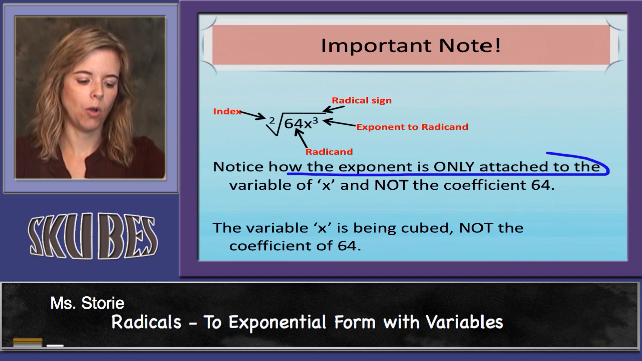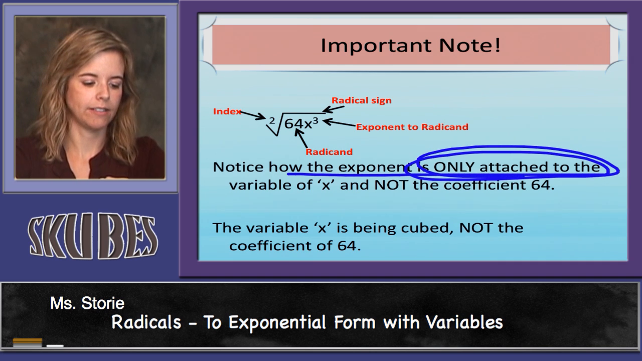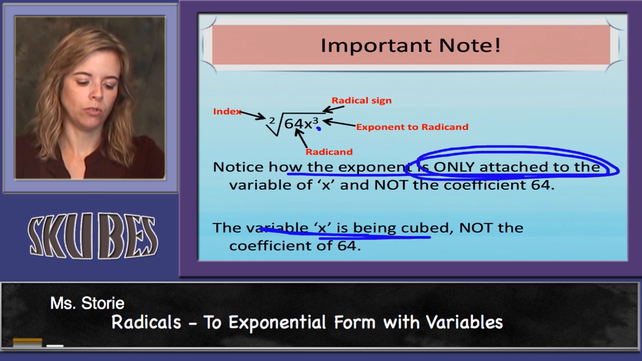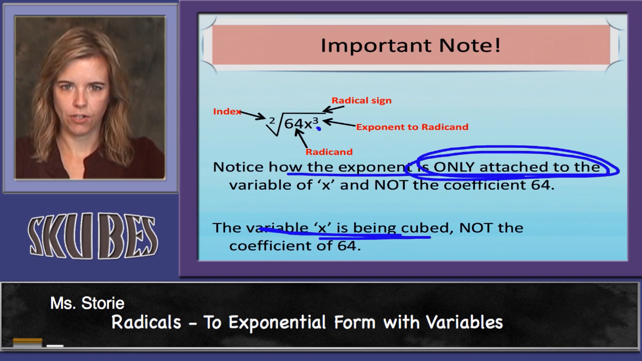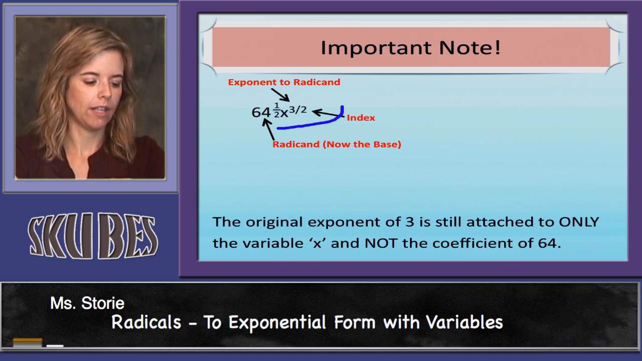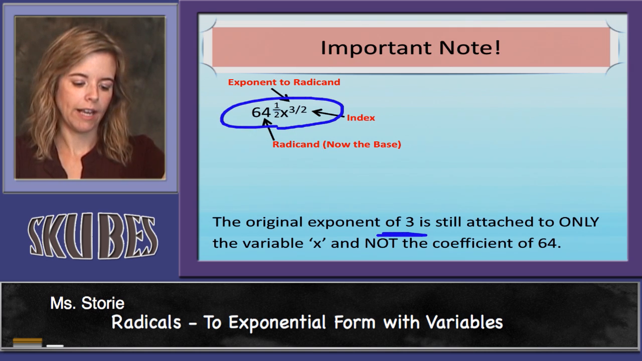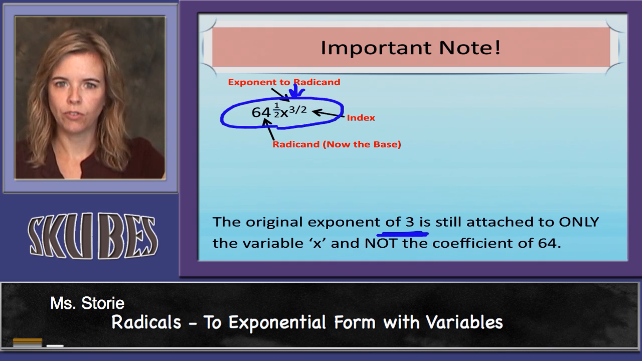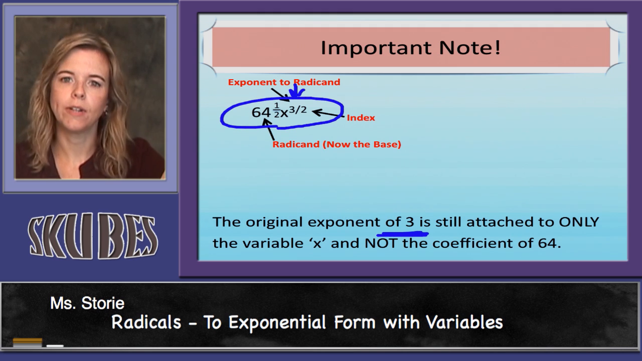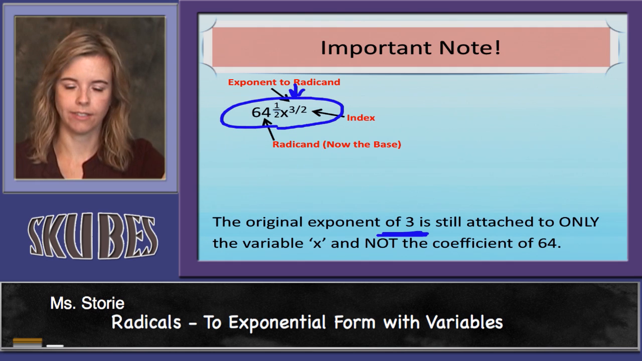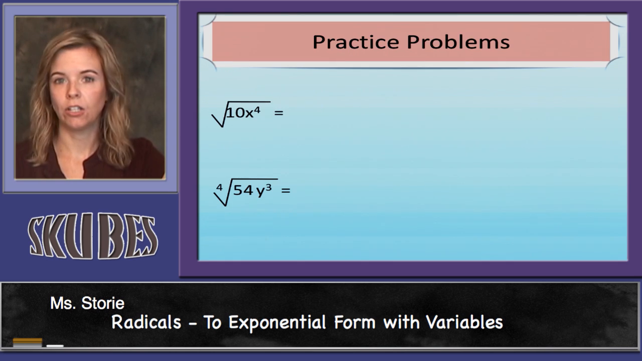Notice how the exponent is only attached to the variable of x, that 3, and not the coefficient of 64. That means that the x variable only is being cubed, not the coefficient of 64. This is what it would look like. The original example, where it had exponent as 3, is still attached only to the x variable. It didn't move over to the 64, and that's very important to watch. So wherever the exponent is attached to, it stays to that variable only and not to any other thing underneath the radical sign.